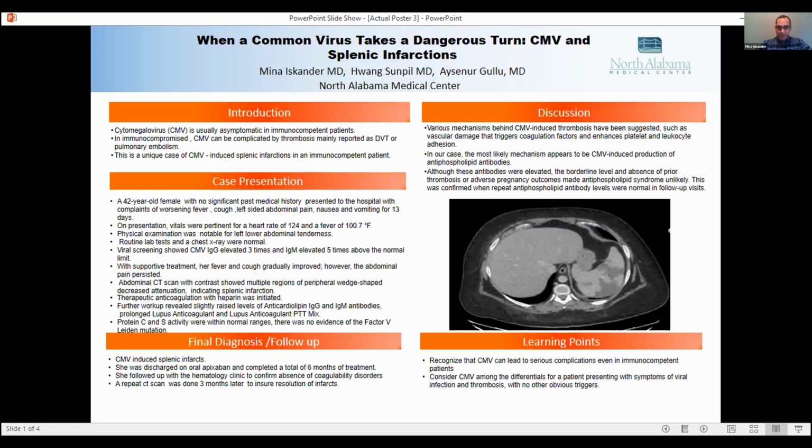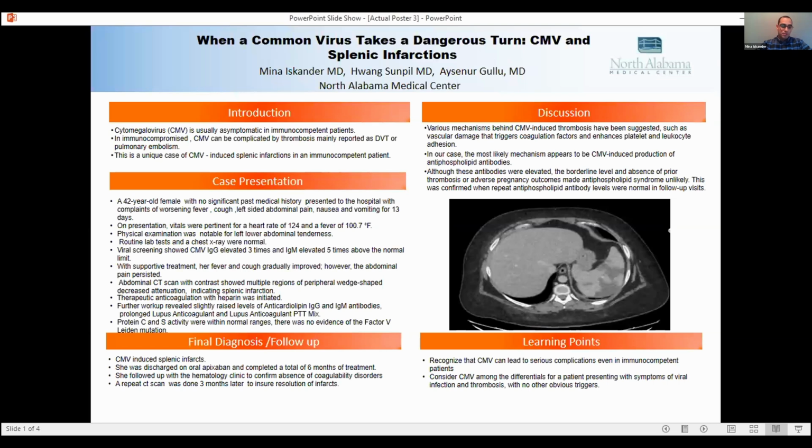So basically, this is a case of CMV-induced thrombosis, and why we think that it was induced by CMV is the absence of any other obvious causes. And also, even if we thought about antiphospholipid antibody syndrome, she did not typically fit the picture, whether clinically or with lab factors.